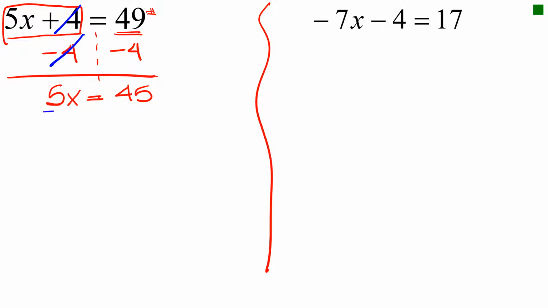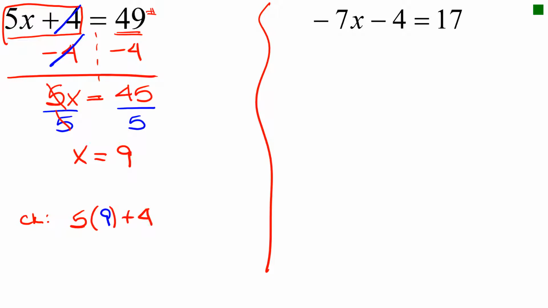This is multiplication. Opposite of multiplication is division. I'm going to divide by 5. 5's cancel. I get x equals 9. Now remember, if you want to check that, you substitute the 9 in where there was an x on the side that has the variable. 45 plus 4 is 49, and that's what you wanted it to equal, so it checks.